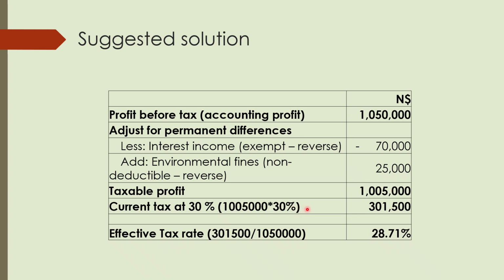To calculate the current tax expense, we take the 1,005,000 Namibian dollars times the prevailing tax rate of 30%. We will then get an amount of 301,500. This will be the income tax expense. The effective tax rate is then calculated by taking the current tax of 301,500 divided by 1,050,000. So the current tax divided by the accounting profit, and we express it in terms of a percentage. The answer that we get is 28.71%.